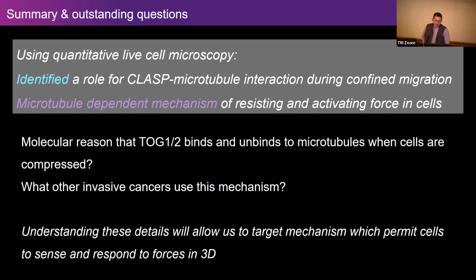So in summary, what I've shown today, using principally quantitative live cell microscopy and also molecular manipulation approaches, is that we've identified a role that CLASP microtubule interaction plays during confined migration. This mechanism is a microtubule dependent mechanism that allows cells to both resist and activate forces. And I'll finish with a couple of outstanding questions that we have.